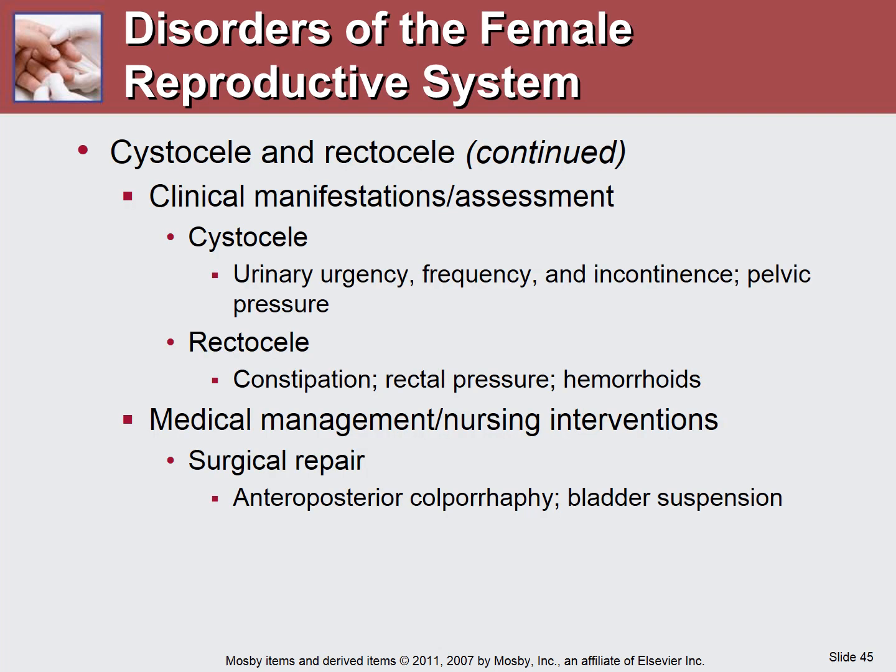So cystocele and rectocele clinical manifestation. For cystocele, remember it's bladder, right? So you see signs and symptoms that point to that: urinary urgency, frequency, incontinence, and pelvic pressure. Rectocele: constipation, rectal pressure, and hemorrhoids. So surgical repair is what we would do, or bladder suspension. Next slide.